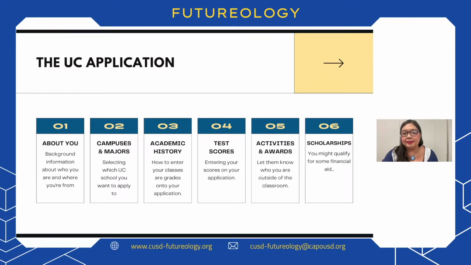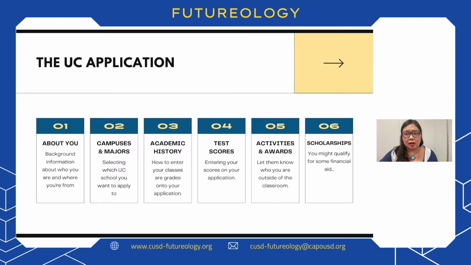The fifth section is activities and awards, though this is also another section where you will need to enter in information. So again, just going back to that checklist item about having a list of activities, hobbies, clubs, organizations that you've been involved in, this is where you're going to enter all that information in.